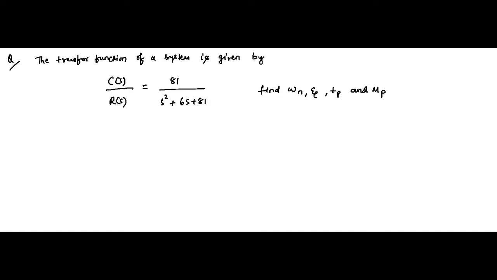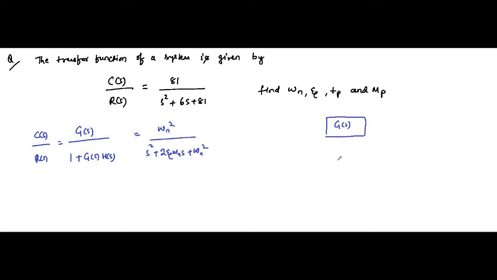So we know that the basic format of a second order system is given by the closed loop transfer function G(s) by 1 plus G(s)H(s), which is omega n square by s square plus 2 zeta omega n s plus omega n square. This is the basic format of a closed loop transfer function of a second order system.